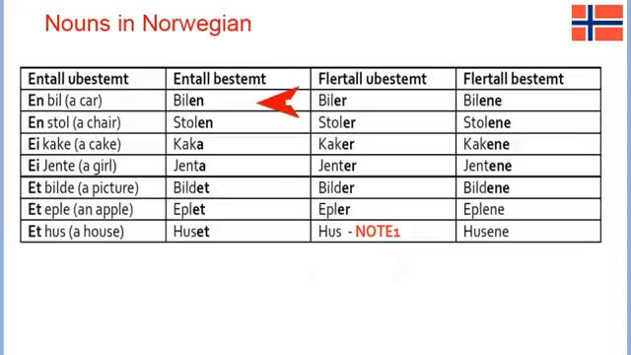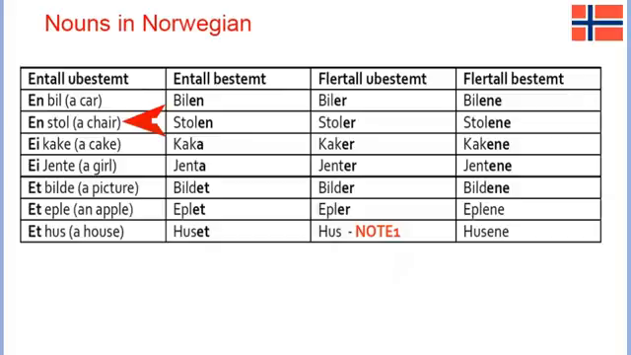To make plural, again you get an ending in the indefinite. Cars becomes biler, er ending, and the cars in Norwegian becomes bilene. Again, ene ending for the cars, plural, definite form. If that was a bit quick, I will go through the same with another noun here. En stol, it's the equivalent of the English a chair.